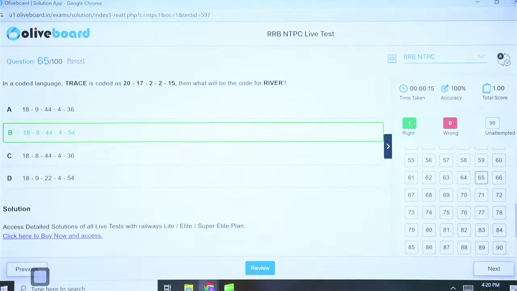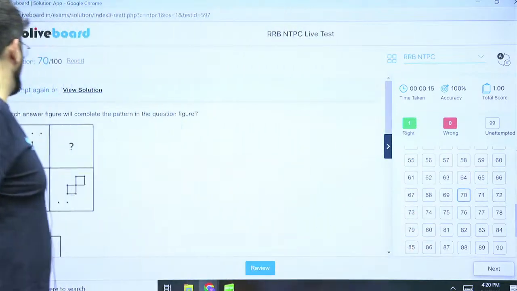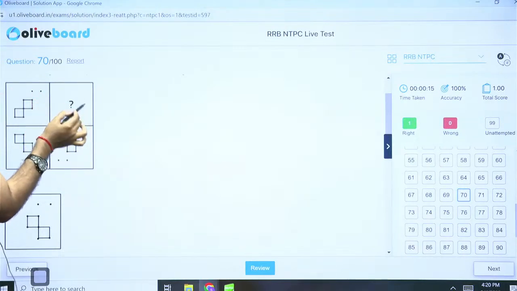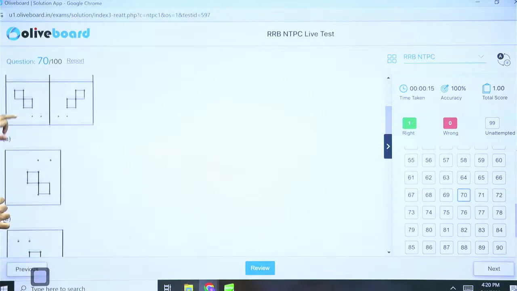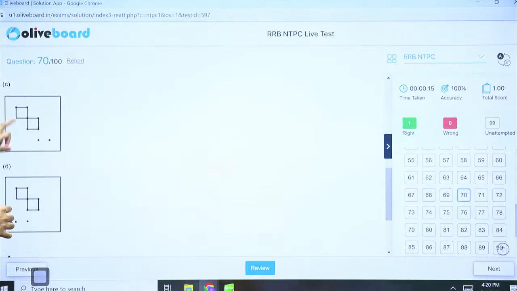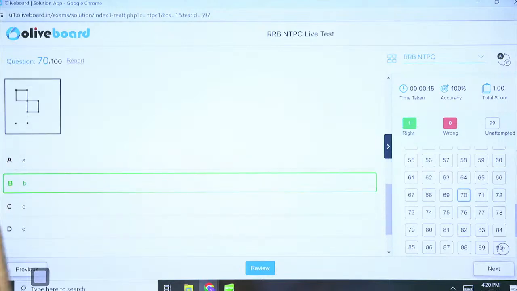Next, question number 70. Pattern completion. Yes, you can observe this is simply the mirror image. So simply the mirror image, you will have dots here on the top and then the figure here. Top left corner will be the dots and the figure will be below it. Not this, this, not this, not this. Option B is the correct answer. Simple observation is giving you the answer here. Nothing much. Next, question number 72.